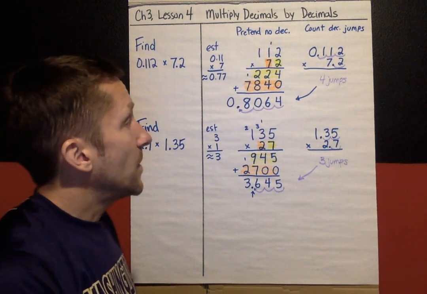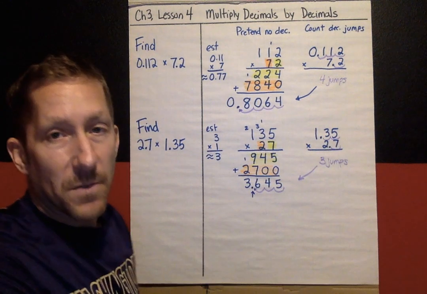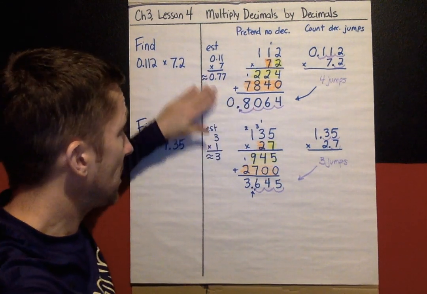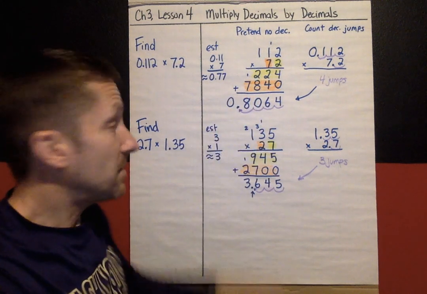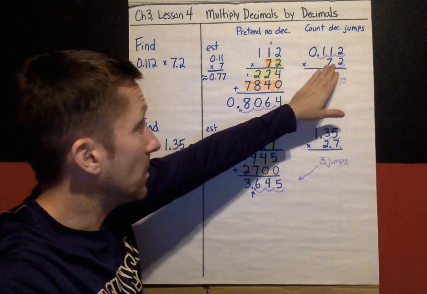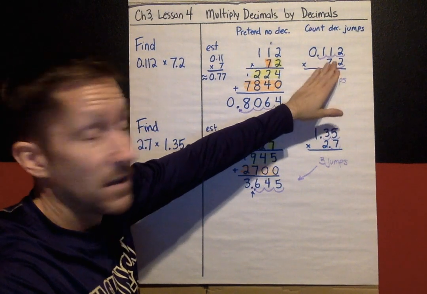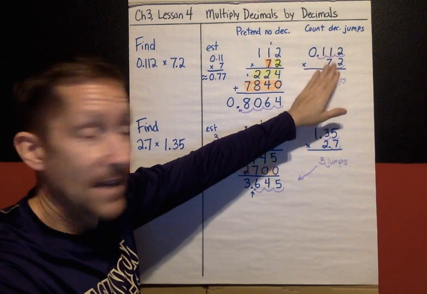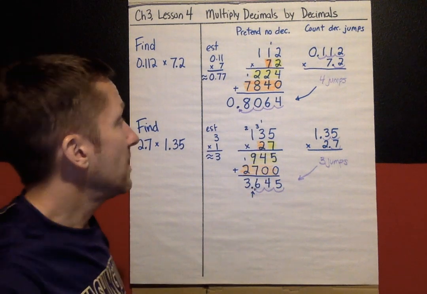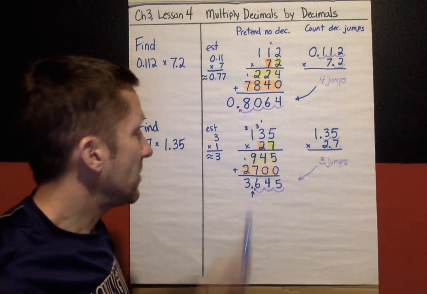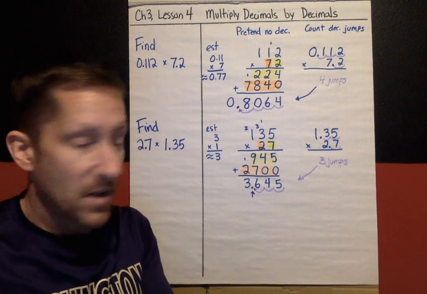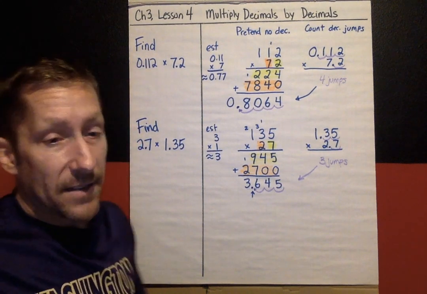So you can always do decimal jumps, but it's a good idea to, if you can estimate, make sure that they fit via both ways. Make sure the decimal point fits your estimate, and also count the decimal jumps in your factors and match those jumps in your product, and you'll be double sure that your decimal's in the right place. That is it for Chapter 3, Lesson 4.